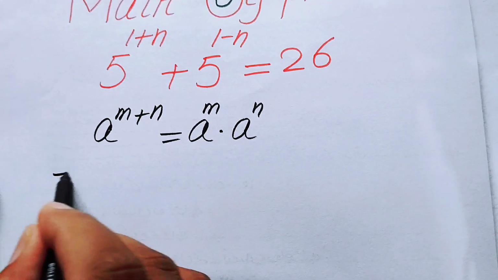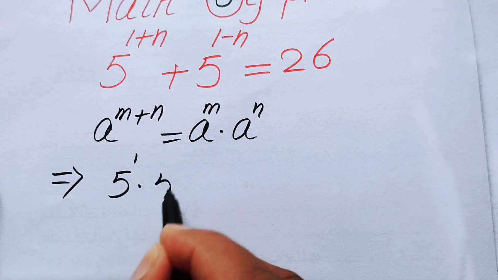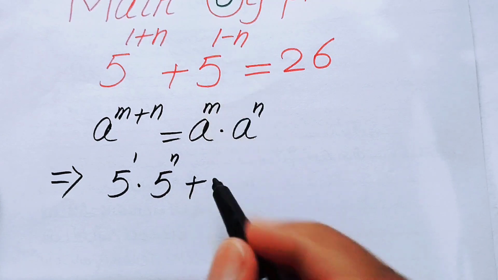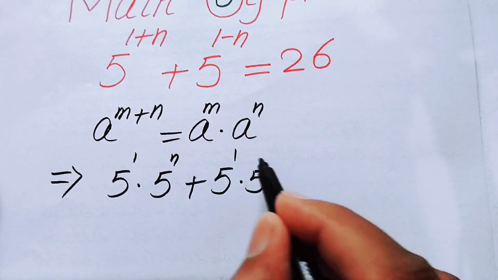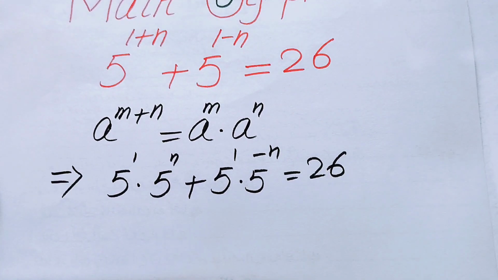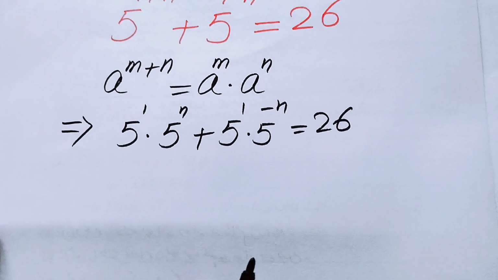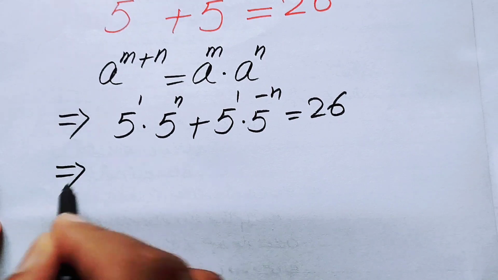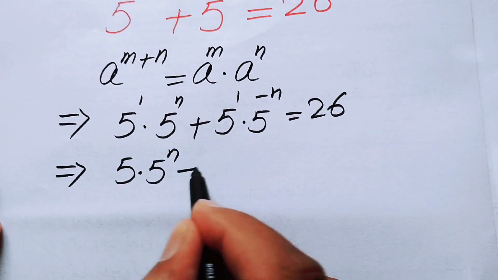So this expression will become 5 to the power of 1 times 5 to the power of n, plus, now we break these two exponents and we get 5 to the power of 1 times 5 to the power of minus n is equal to 26. After this step we will simplify the terms, and here you see that we have 5 times 5 to the power of n plus 5 to the power of minus n.